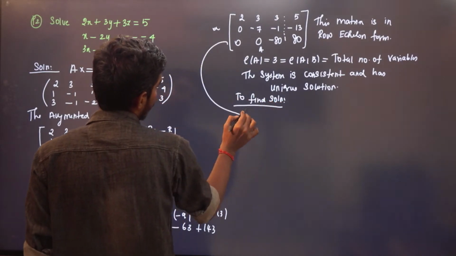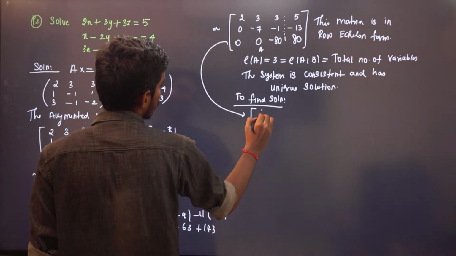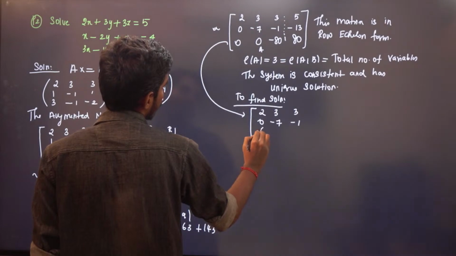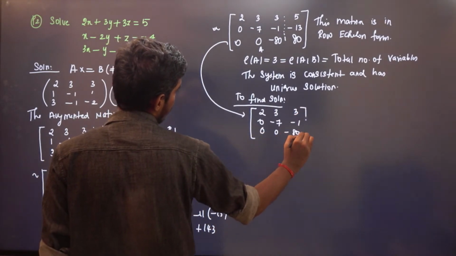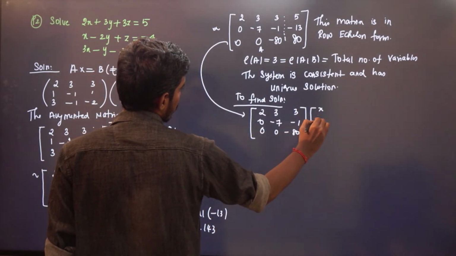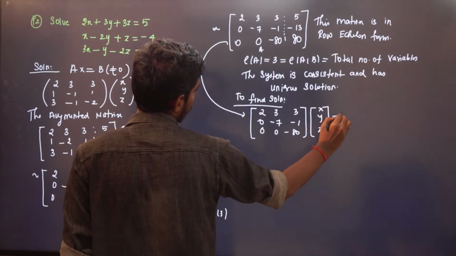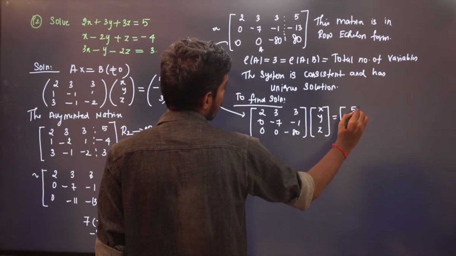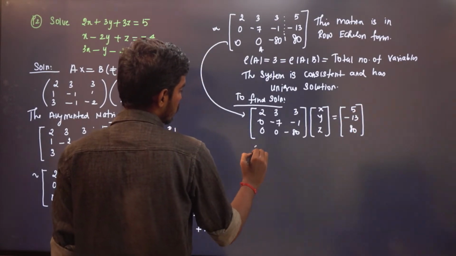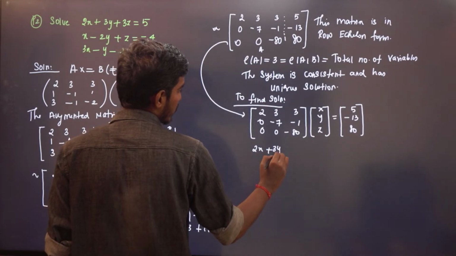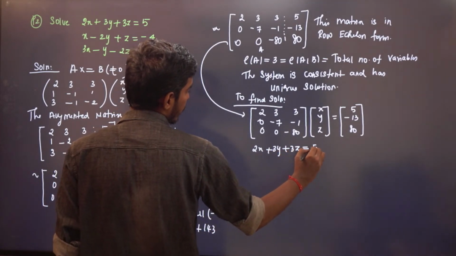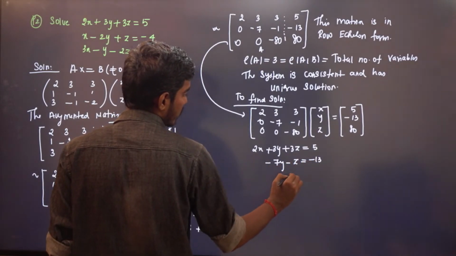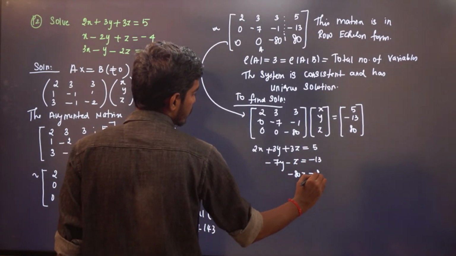To find that unique solution, write the reduced matrix in Ax = B form: 2, 3, 3; 0, -7, -1; 0, 0, -80, times x, y, z, equals 5, -13, 80. So form the equations: 2x + 3y + 3z = 5, -7y - z = -13, -80z = 80.